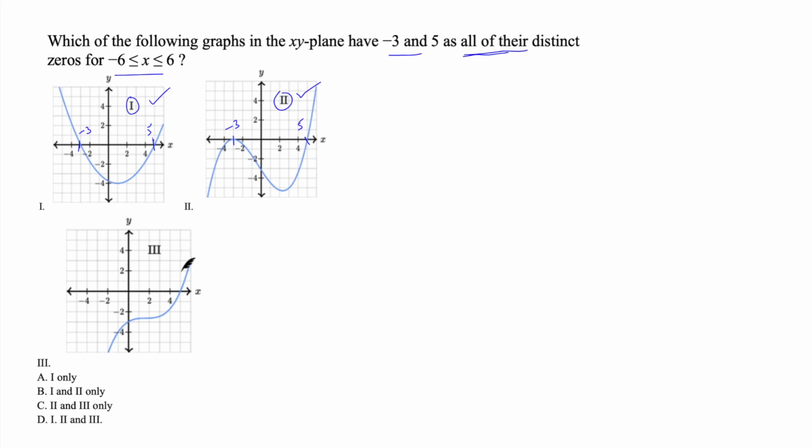Let's look at graph 3. We have one 0 at x equals 5, but we don't have another 0 at x equals -3. So definitely this does not fulfill our condition. So our option choice is basically graph 1 and 2, which is option choice B. There you go.